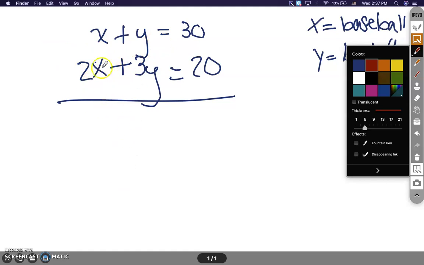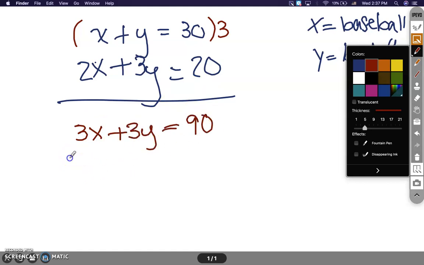In order to bring this, I'm going to multiply this by 3. But if I do multiply this by 3, one of them won't be negative. But I never said that I can only add it. I can also subtract it. Let's see what happens. So I get 3x plus 3y equal to 90. And then I get 2x plus 3y equal to 20.